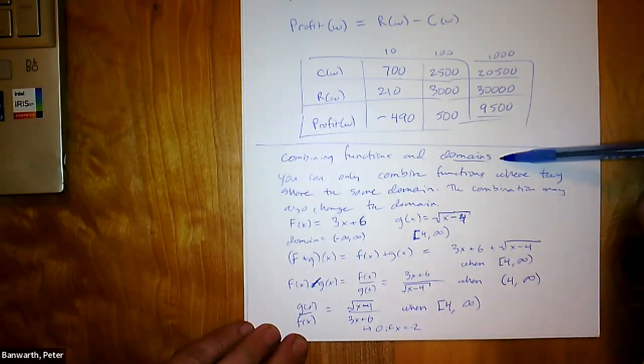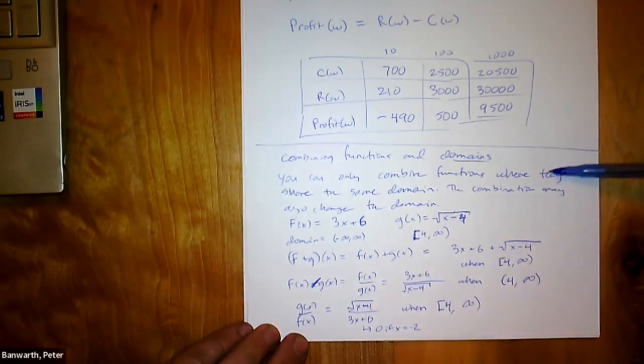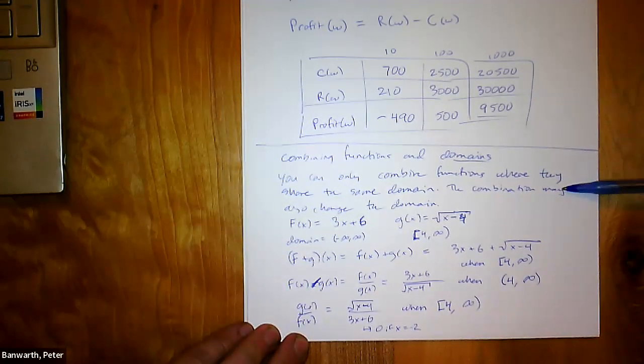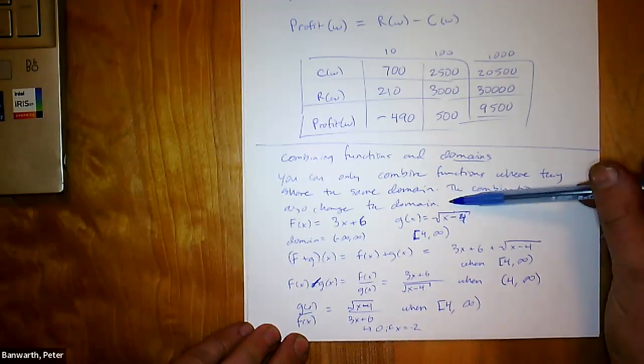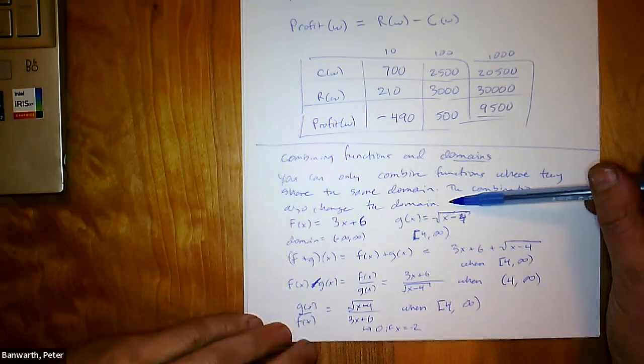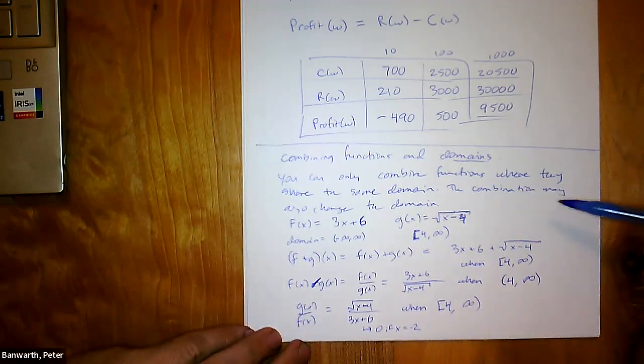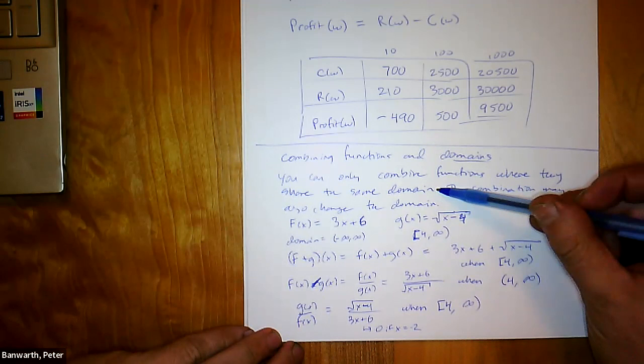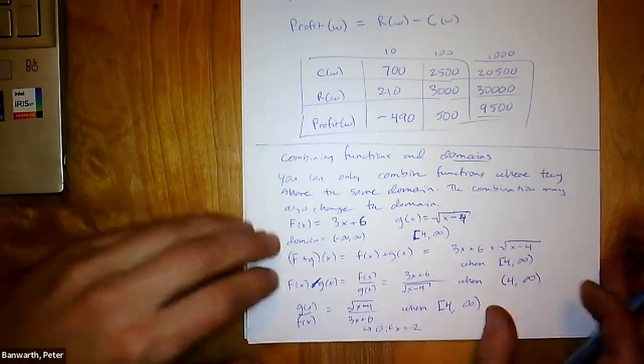So combining functions and domains, you can only combine functions where they share the same domain. The combination of the functions may also change the domain. And really, it's only ever going to change it if it's a division, because you might be dividing by 0. But just be aware of that. And it's okay to combine functions and take the intersection of the two domains. Let's do one more just so you can see what that means.